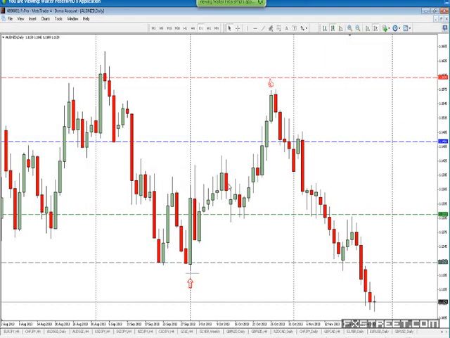I don't see the Aussie Kiwi one that you were looking at. 120. Aussie Kiwi 120. Or 112. Yeah. Definitely right here. I see what you're saying. So if the market comes back up here, we could sell it when it gets to 112. Yeah, definitely. That looks really good.